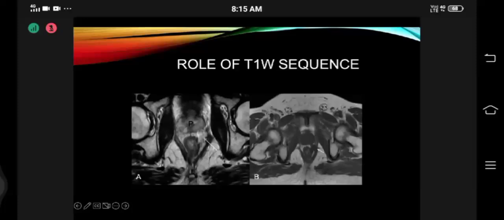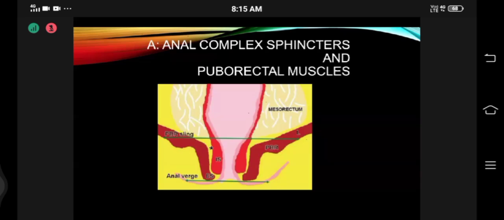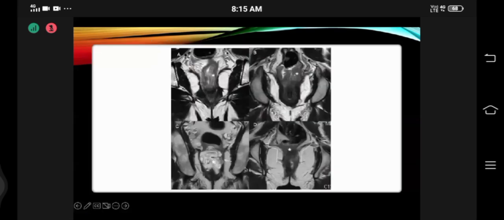And T1 also, in case of a mucinous tumor, T1 will be useful. You can see it is almost looking like normal fat, but on T1, this mucin will appear dark, and that is the tumor. So, anal sphincters and puborectalis muscles. This is the mesorectum, like I said, this is the internal sphincter, puborectalis, and the levator, and this is the intersphincteric space.